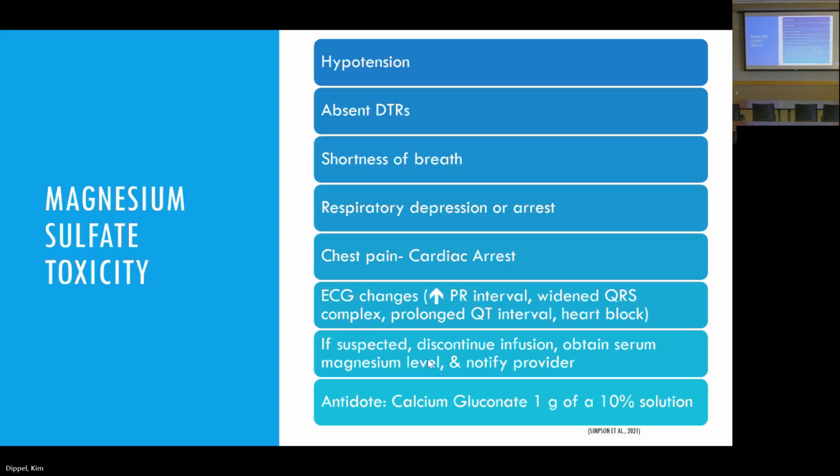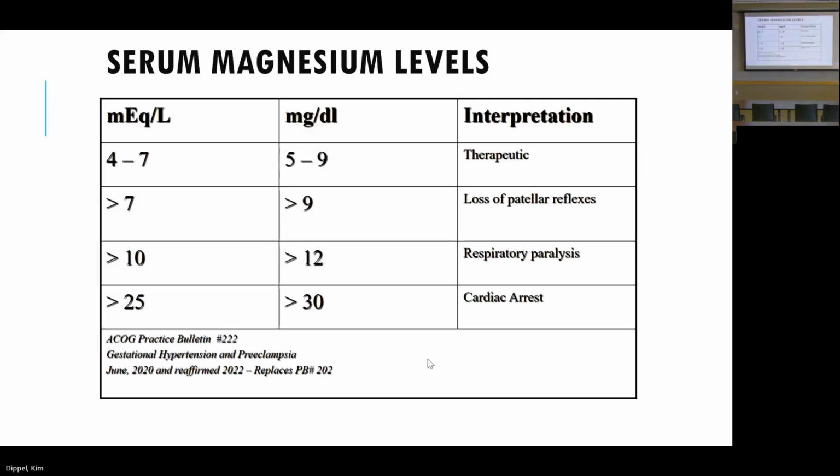hypotension, then absent DTRs, they get short of breath, then you get respiratory depression or respiratory arrest. And what happens next? Cardiac arrest. Those are all things that we want to avoid. So this coincides with the magnesium levels, and this is the therapeutic range.